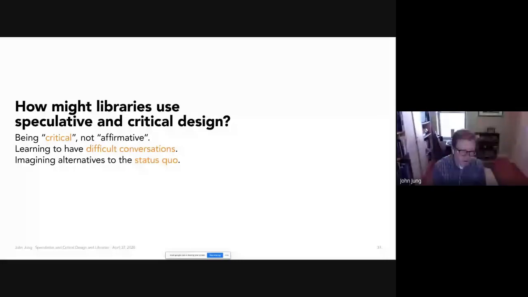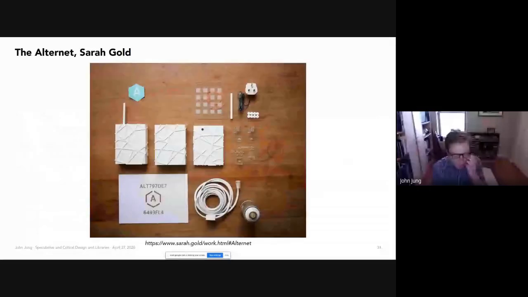The first one has a very non-controversial approach, but the second was specifically designed to be provocative. So thinking about how to be provocative is a really dominant concern for a lot of the projects that people do in this way. So the first project we have is something called the Alternet by the designer Sarah Gold. So this was a proposal for a communications network where people get to own their own data.